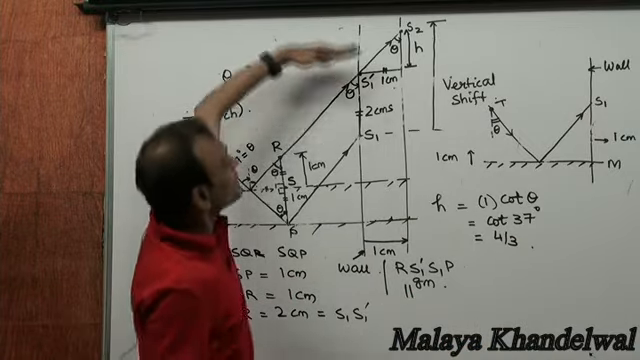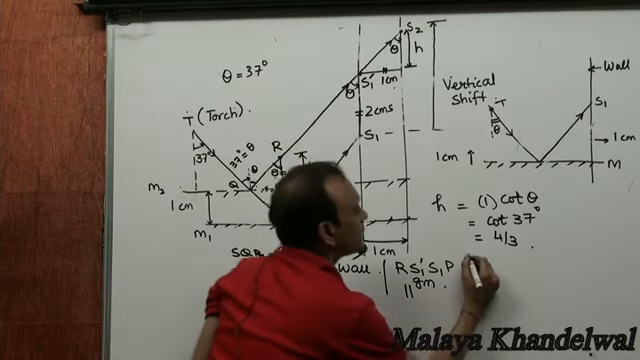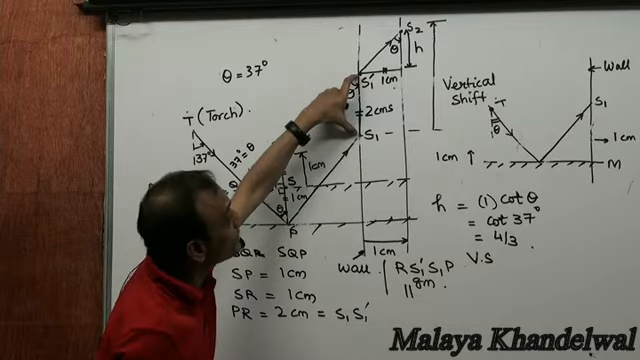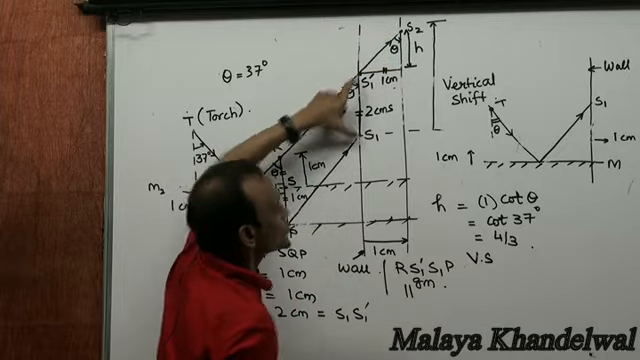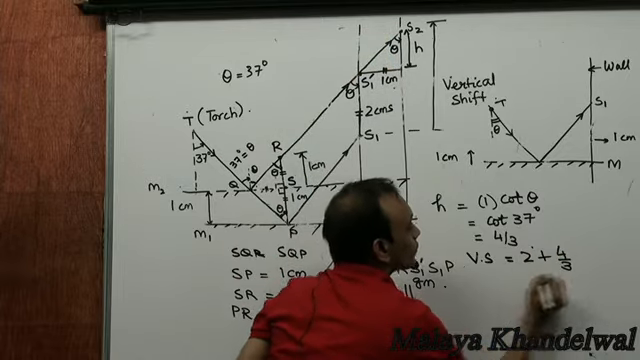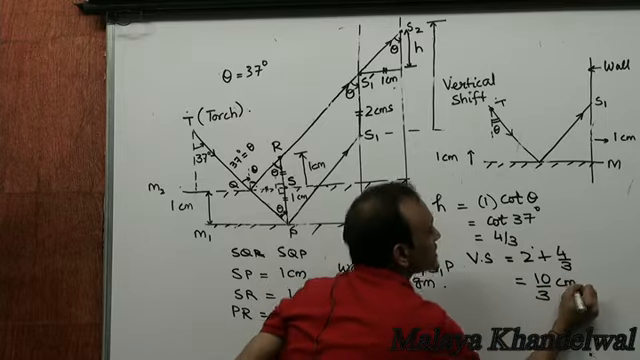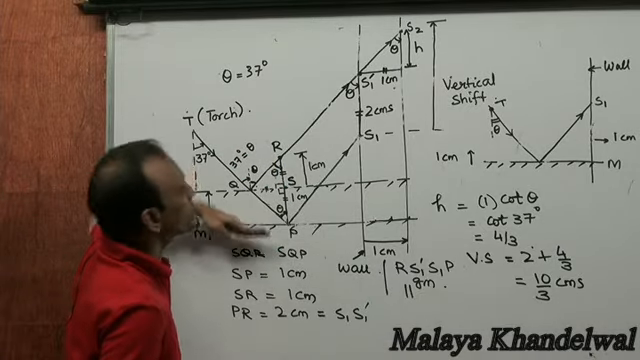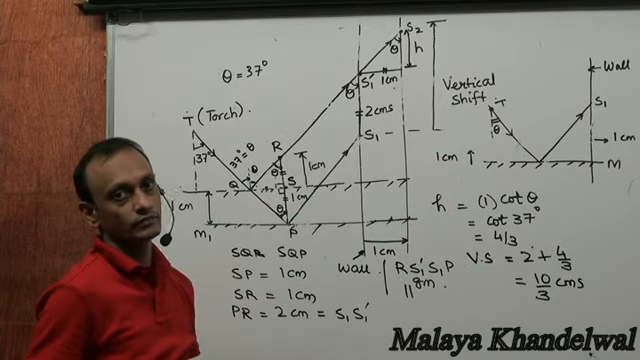So what's the net vertical shift? The net vertical shift is 2 plus 4 by 3. Net vertical shift is going to be 2 centimeters because of the mirror and 4 by 3 centimeters because of the wall, right? So 2 plus 4 by 3, 6 plus 4, 10 by 3 centimeters is the net vertical shift produced by the compounded effect of the mirror moving vertically up and the wall moving to the right.